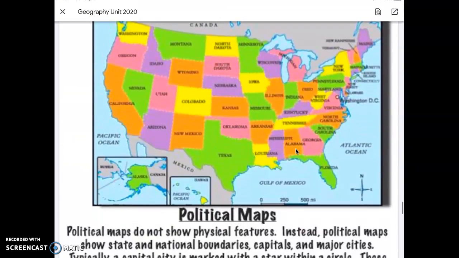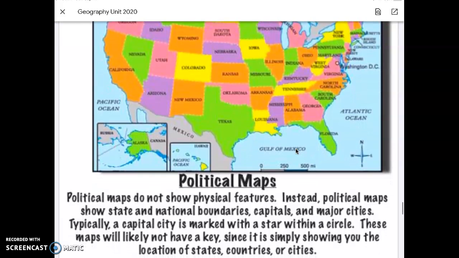When we look at this type of map, the map we're probably most familiar with, a political map, political maps do not show physical features. Instead, political maps show states and national boundaries. They show capitals and major cities. Typically, a capital city is marked with a star within a circle.